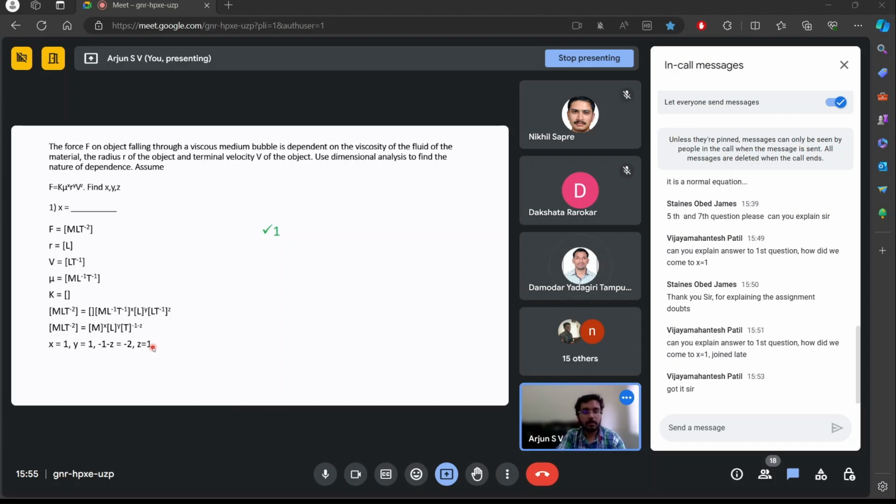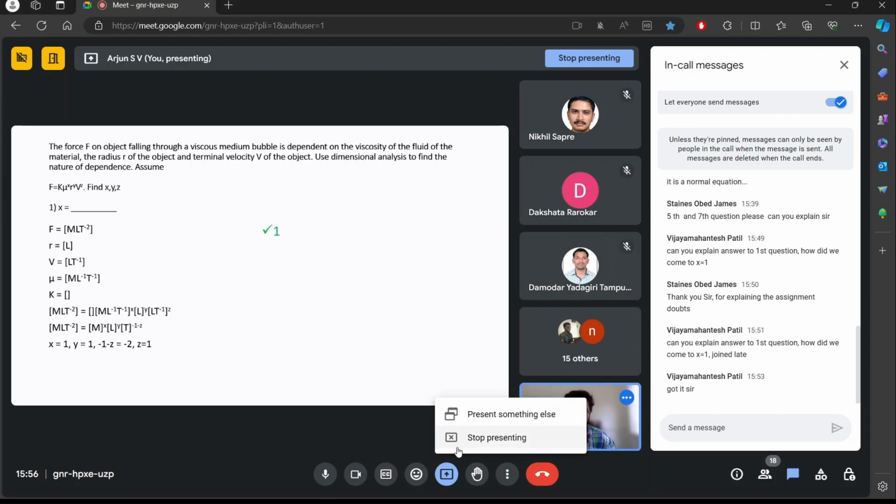Hello, sir. Damodar, yes. Sir, I'm not able to understand the second last line in which T is raised to the power -1 minus z. No, wait please, I'll change it right away. Just give me 2 minutes, and then I'll show it to you.